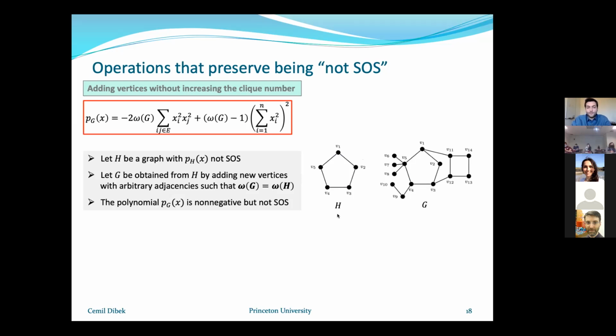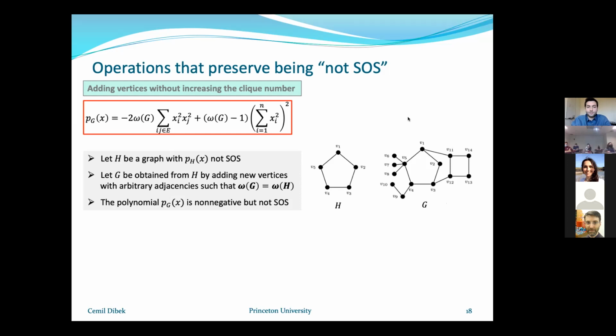5 cycle. Then you can add as many vertices as you want with arbitrary adjacencies, with the only condition that you don't change the clique number. So the clique number of H and G are the same, it's just 2. And then the claim is that the polynomial that you will write for this graph will still be not SOS. I mean, it's always non-negative, and it will still be not SOS.